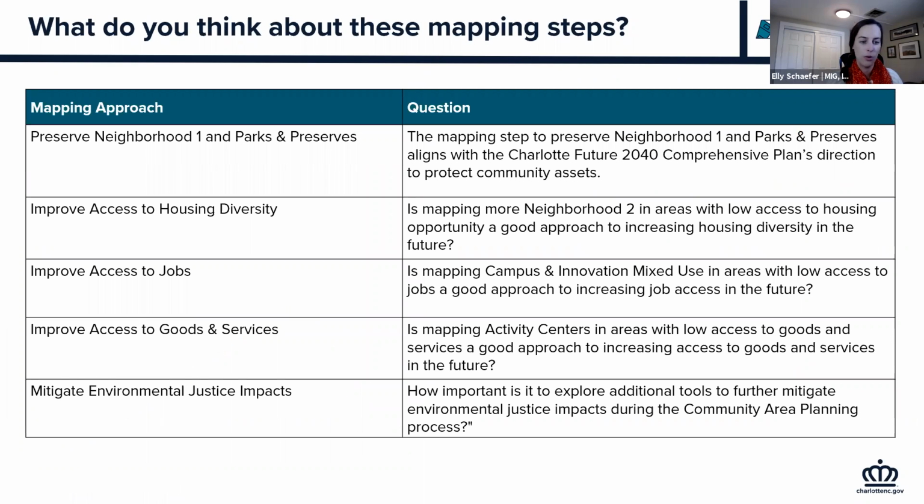Knowing that using the place types tool to provide that buffering was a bit limited based on existing development, our question is, how important is it to explore additional tools to further mitigate environmental justice impacts during the community area planning process? And we do have another question about manufacturing and logistics coming up in a few slides as well.